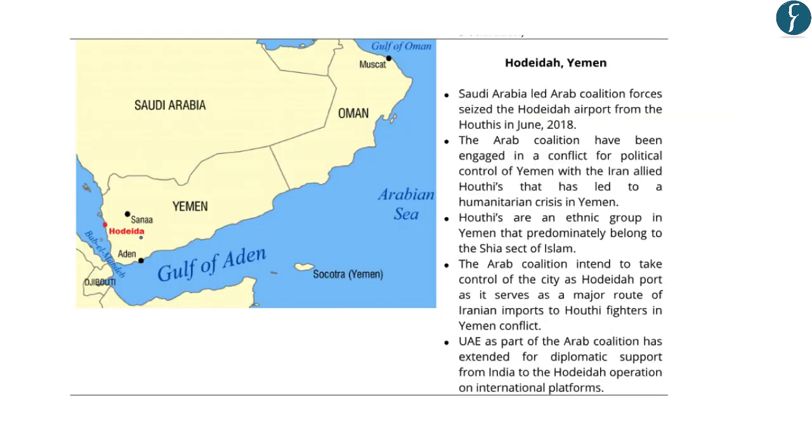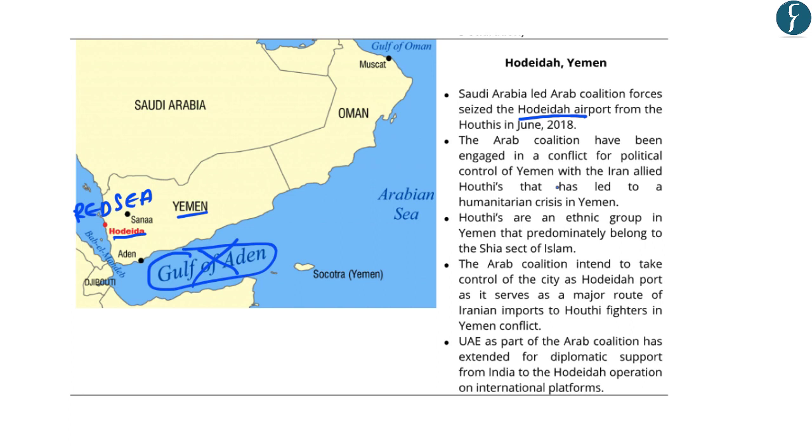examination. Now, the Hodeido was in news because Saudi Arabia led Arab coalition forces seized the Hodeido airport from Houthis in June 2018. So, we should know the location of Hodeido from our prelims point of view. Now, Hodeido lies in Yemen and it opens in the Red Sea. And you should remember that it does not open in Gulf of Aden. So, it is important to remember that Hodeido opens in Red Sea.